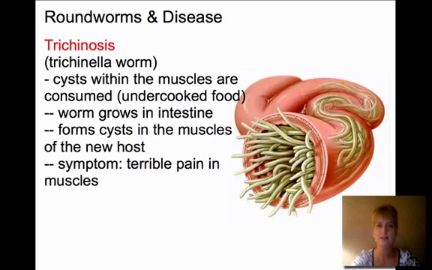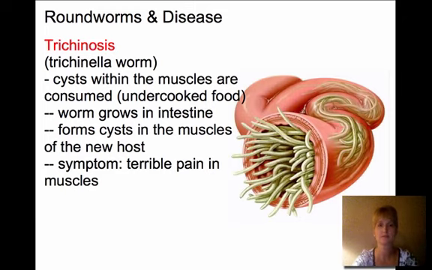Roundworms mostly cause disease. They're mostly parasitic. Trichinosis is a very good example of a roundworm. It's basically a worm, and it forms cysts in muscles, mostly in pigs, so this is very common in pork. This is one of the reasons why you want to cook your food well, because if you don't cook your pork very well and it has one of these cysts, then that cyst is going to be inside of you when you eat that, and then it can reproduce inside of you, and it can cause really bad pain if it gets into your muscles.